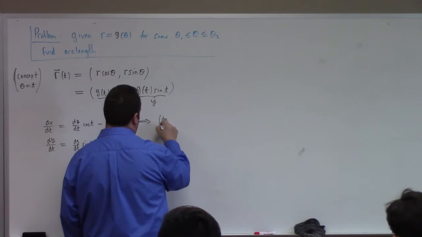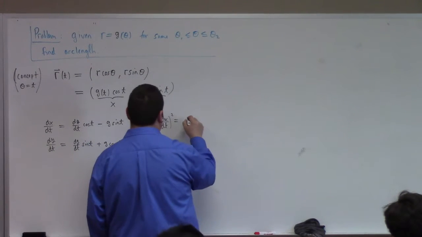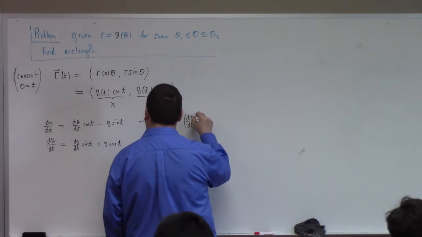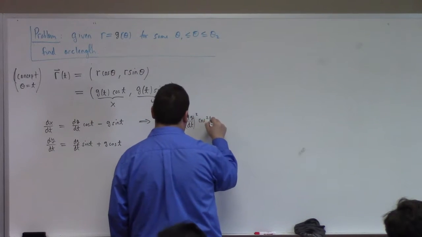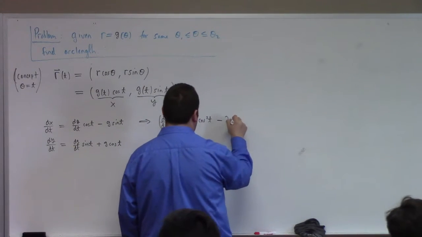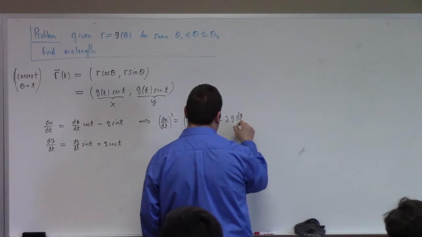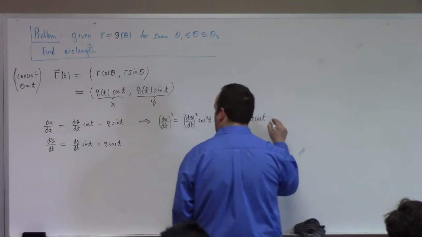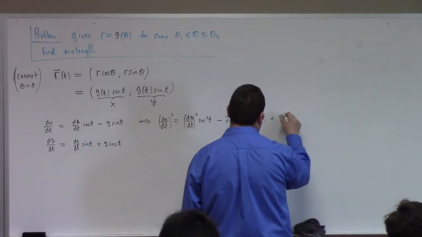What's dx/dt squared? It's (dg/dt) squared cosine squared t, minus 2g dg/dt sine t cosine t, plus g squared sine squared.